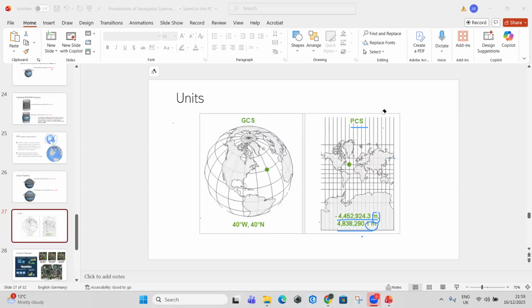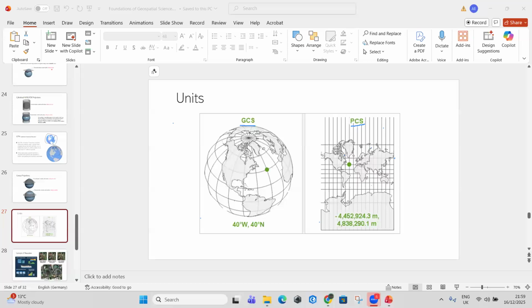So whenever someone gives you a coordinate system, just by looking at the units, you should be able to understand which kind of coordinate system it is. Okay. Now, if you see this image, it will help you understand the difference between both: what a geographic coordinate system is, and what a projected coordinate system is.